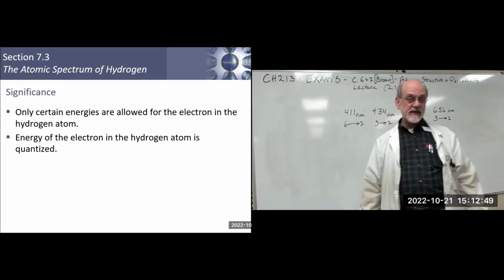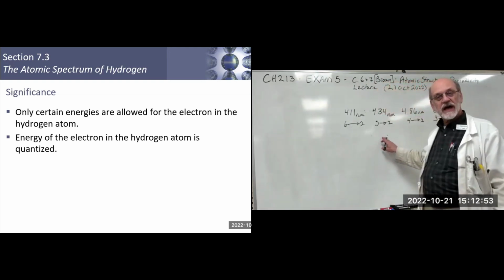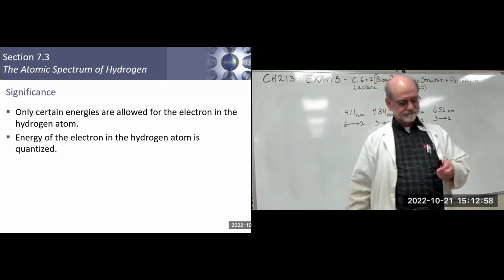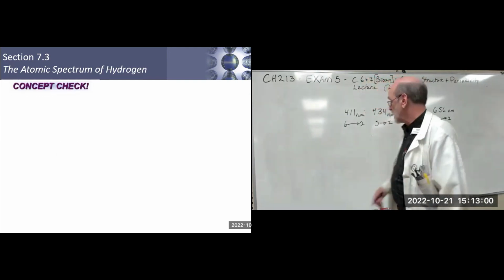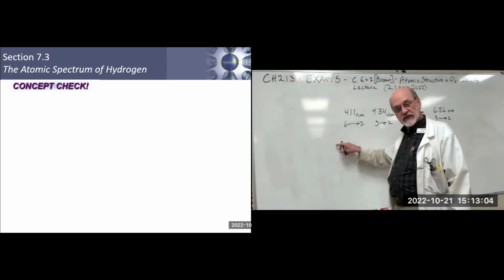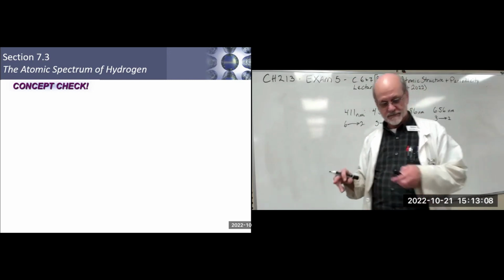That also confirms that the energy of the electron is quantized just like light is quantized. In other words, these electrons can only move between these particular energy levels, and they cannot occupy anything in between. It's forbidden.